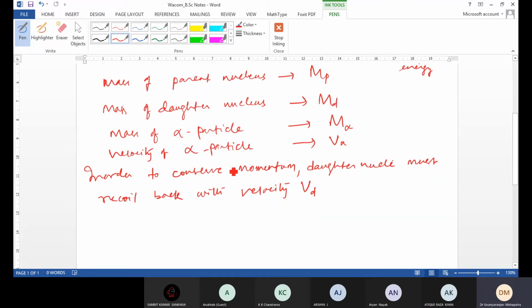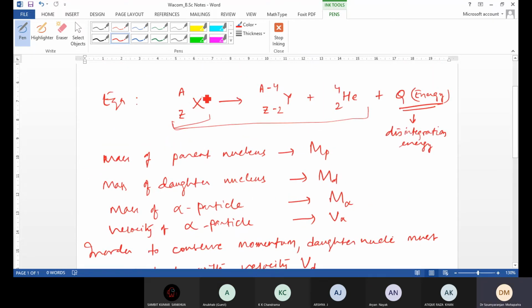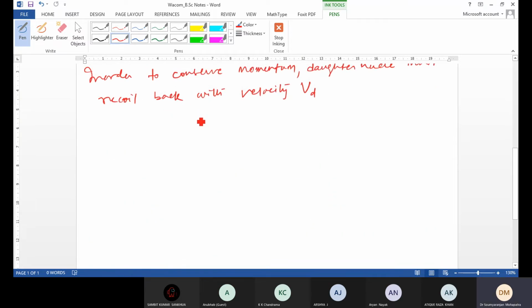Now you have to apply the law of conservation of momentum. What does it tell you? It tells that the initial momentum should be equal to the final momentum. What is the initial momentum? It is when X is not disintegrated. Since it is at rest, it does not have any kinetic energy, so the initial momentum will be zero. Do you agree with that?